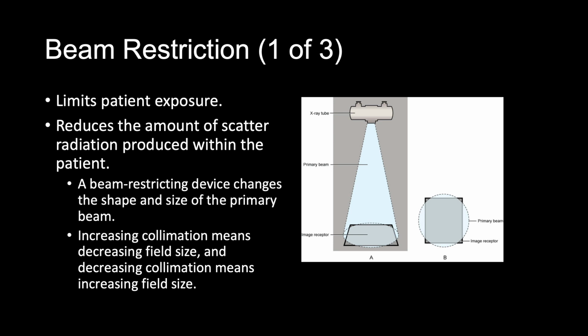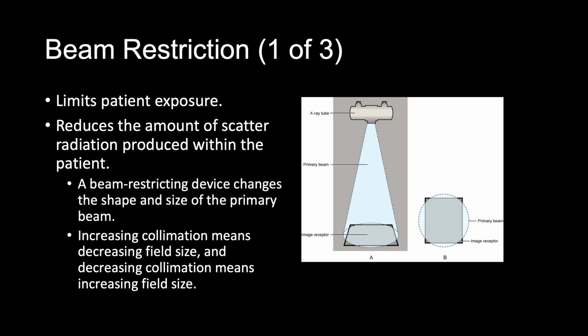The term collimation is used more often than beam restriction, because collimators are the most popular type of beam restricting devices. And that's what you will see going out to clinicals. In the lab, you'll see a collimator. So increasing the collimation means you are decreasing the field size. So you're using more collimation, okay? So more collimation makes your field size smaller. Decreasing collimation means you're not collimating, means you are increasing the field size.